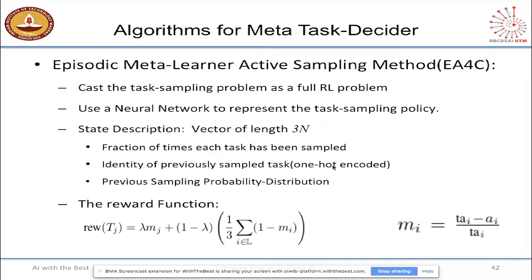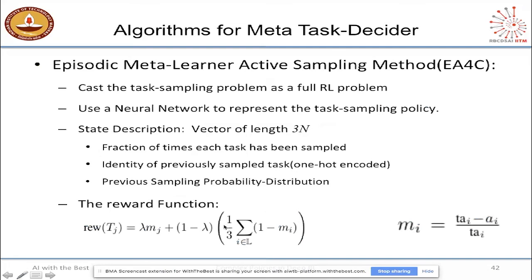And the last one that we did was essentially to consider the meta-task decider problem itself as a full RL problem, right? And so the state description for this problem is the fraction of times each task has been sampled so far. Suppose I have n tasks, that's going to be n numbers. And the identity of the previously sampled task, that's just the short-term history, that's one hot encoded. And the previous sampling probability distribution that I had used, right? And this is essentially my state vector. And the actions are obviously the task to sample next.